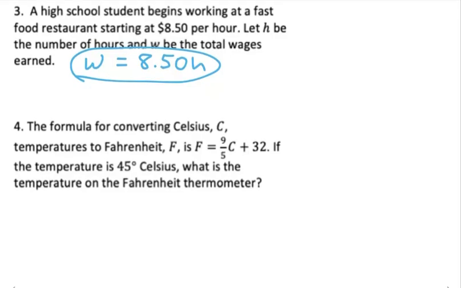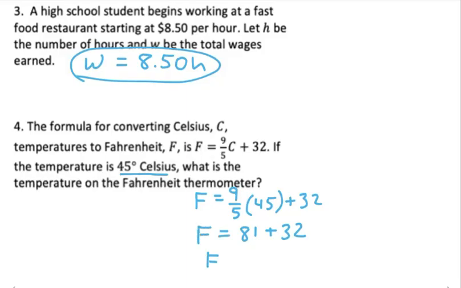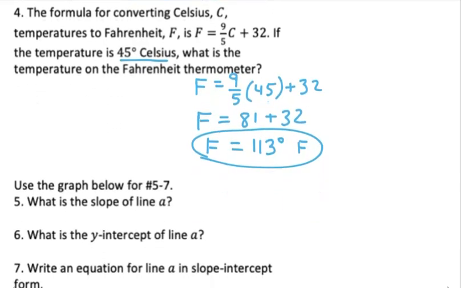Number 4, we have a linear equation for converting Celsius to Fahrenheit. And we're told that our Celsius is 45 degrees. I'm trying to find the Fahrenheit that goes with it. So we're just substituting in. 9/5 of 45, and then we have that plus 32. So 1/5 of 45 is 9, and 9 times 9 is 81. So 9/5 of 45 is 81. Just multiplying those together, and then we'll add the 32 to it. All right, so your Fahrenheit degrees would be 113 degrees. Again, that's Fahrenheit. A lot of times we put the F after the degree symbol.